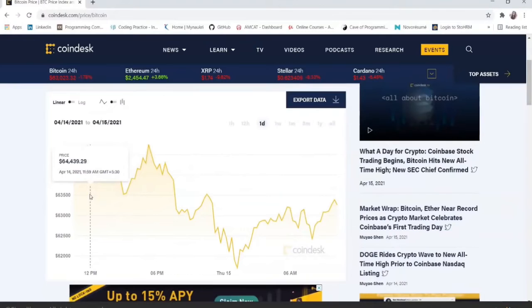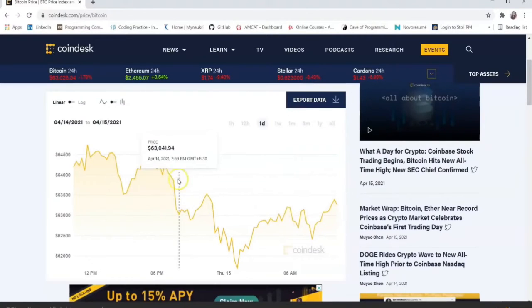It started from $64,439.29 on April 14 at 12 p.m. And right now, by April 15 at 6 a.m., it is at $63,189. The rate of change is minus 0.46%, which shows the change in the price of Bitcoin per hour.